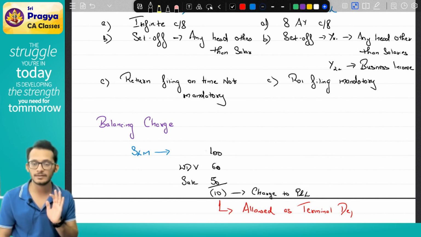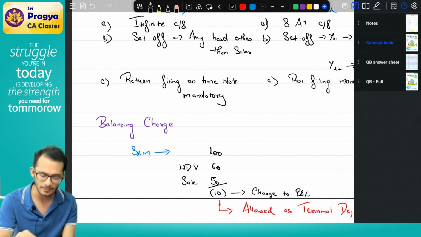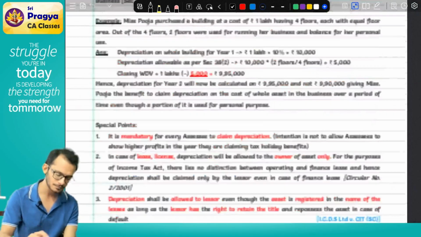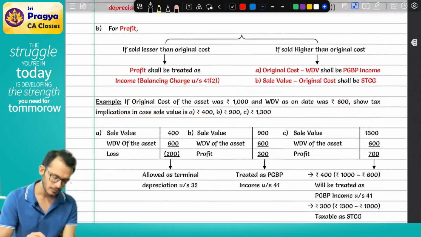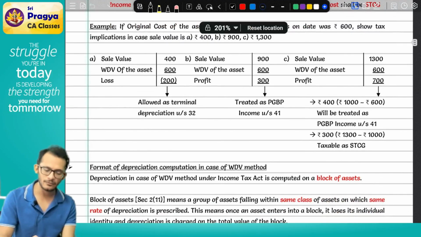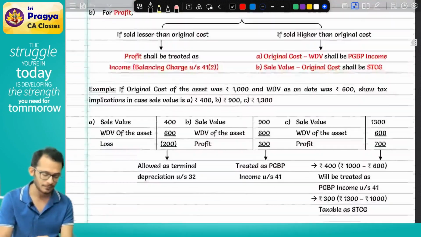Did you understand this? Let's see it from the book also. See if you understand the example in the book. The question comes on page number 39.